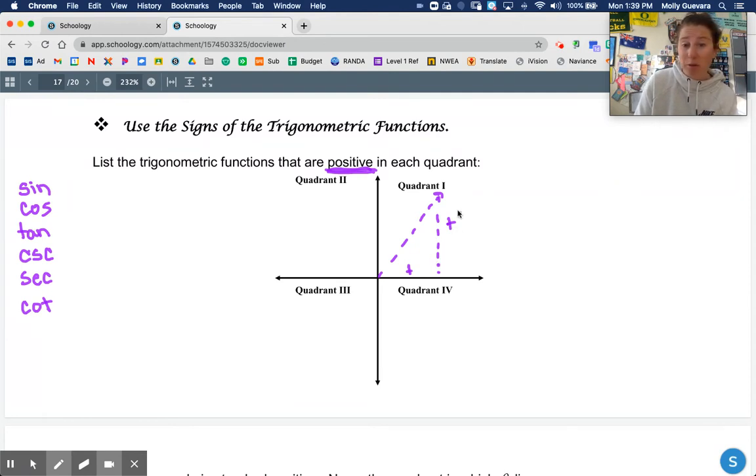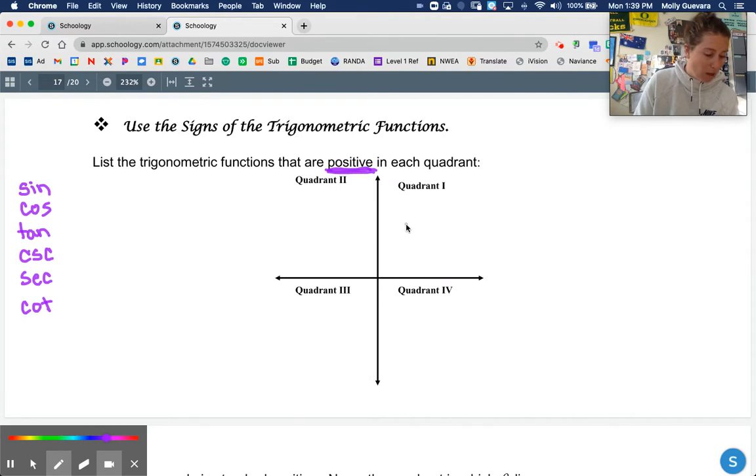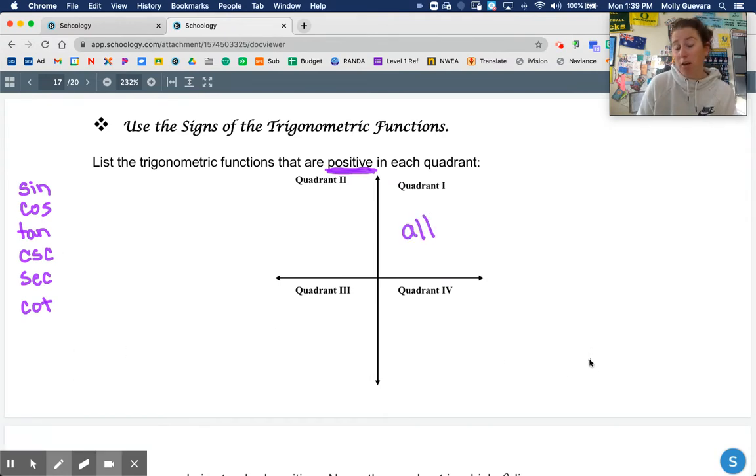Cosecant is the reciprocal of sine, so positive. The reciprocal of cosine is going to be positive, and then the reciprocal of tangent is going to be positive. So in quadrant 1, all of them, all 6 of them are positive.